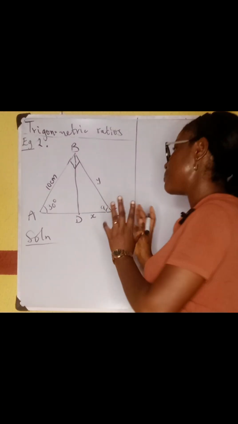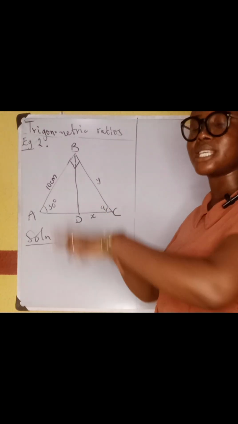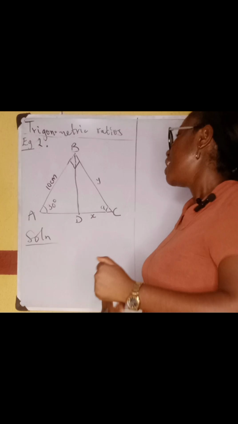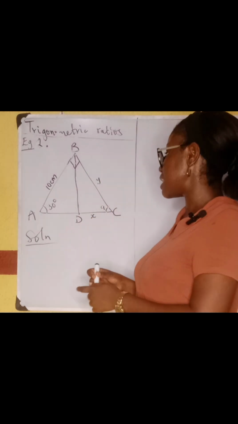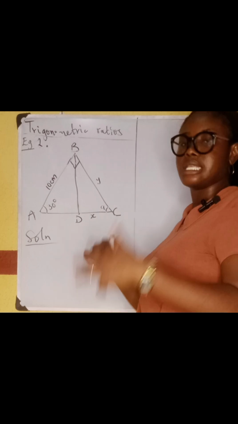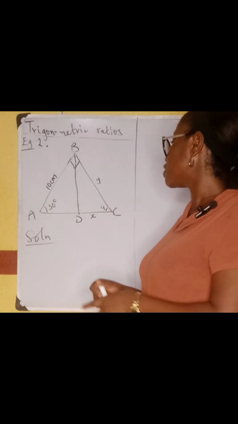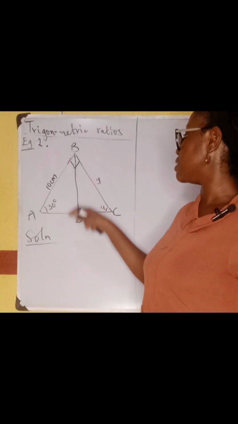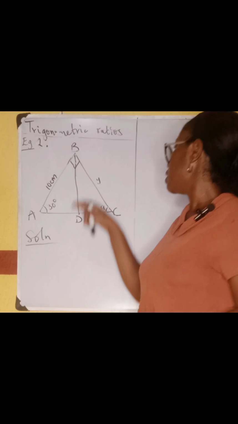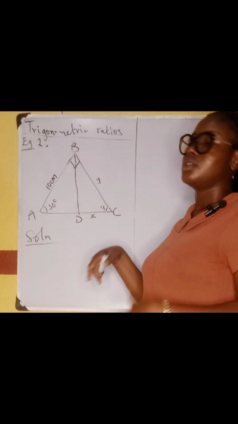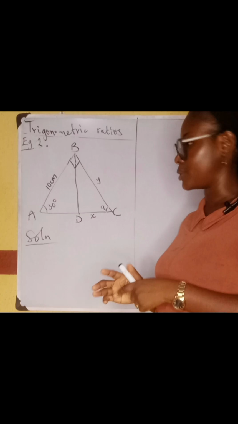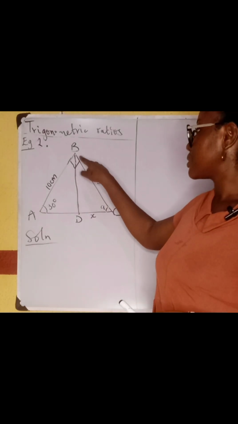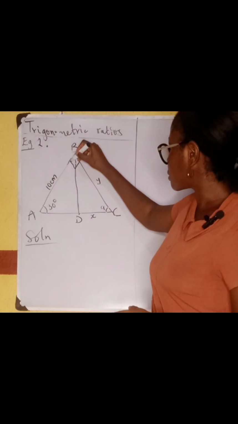And if you notice in this diagram we have a big triangle, and in that big triangle we have two other small triangles. Triangle ABC is the big triangle, triangle ABD is a small triangle, and triangle BDC is also another small triangle. And in this big triangle, look at this sign. It's something like a bus.